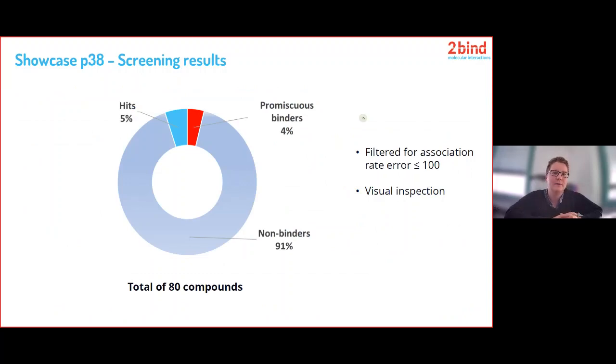So this is the quick overview of what we got. We have 80 compounds, 5% hits, meaning 4. So 4 we identified as clear hits. There are also some promiscuous binders. For the sake of time, I decided not to show them, but if you're interested, we can also have that conversation later on.